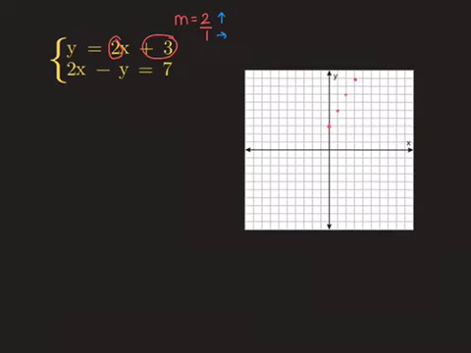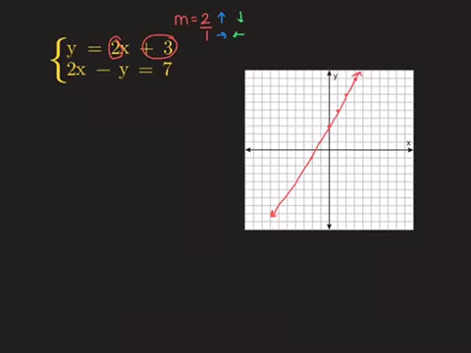And then if I want some points in the other direction, remember I can go down 2 and to the left 1. And so here's quite a few points on my line, so I know my line is going to be very accurate. And there's my first line.